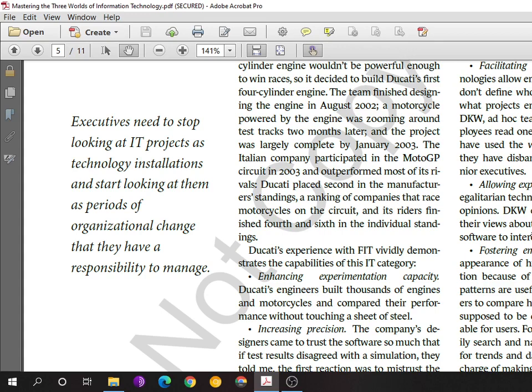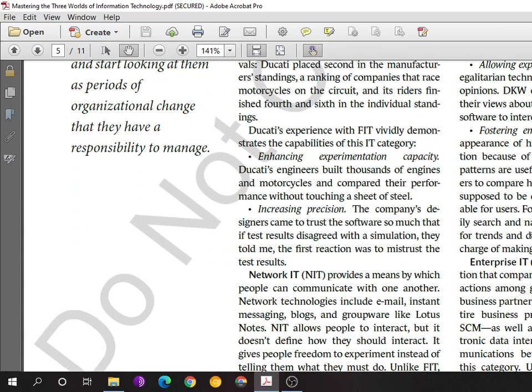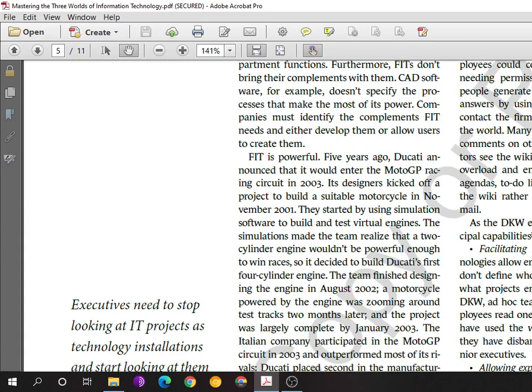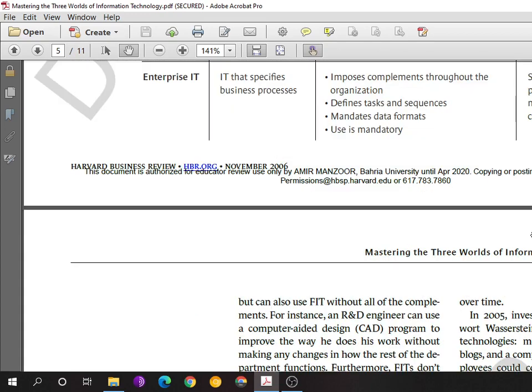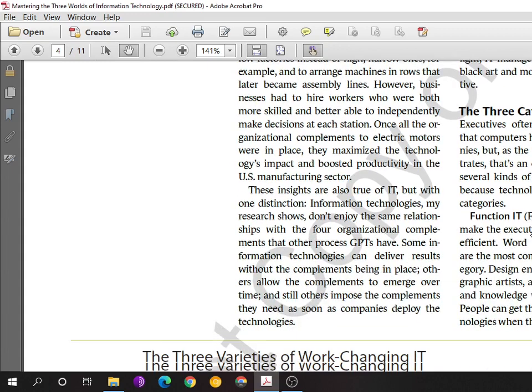Okay, so there are some examples given about a particular company, which is Ducati. I think that's a motorcycle company. So they talked about different technologies. So now let's look at how different technologies help companies. They gave examples in the 3 categories. In the first one, they said function IT.